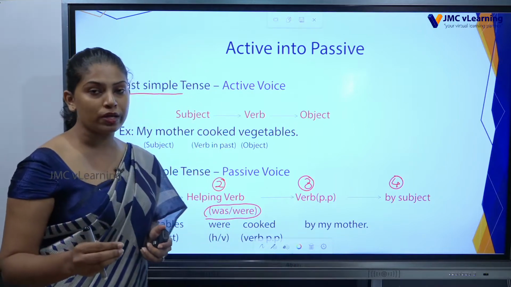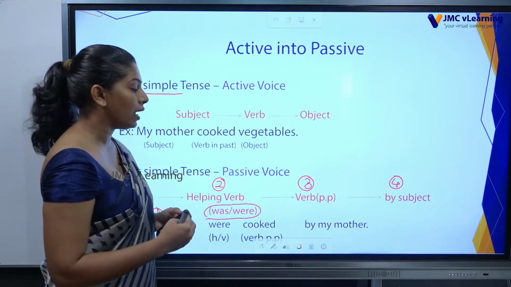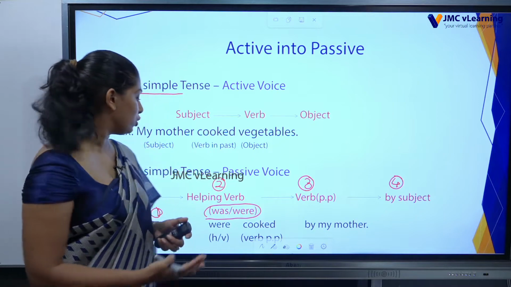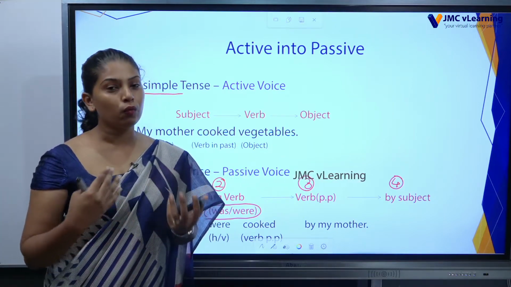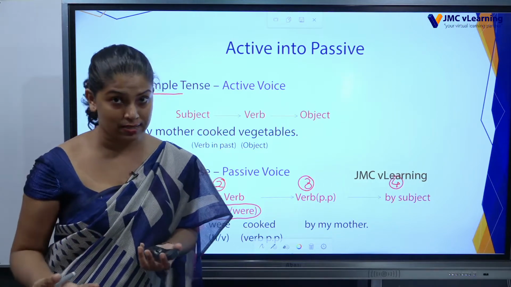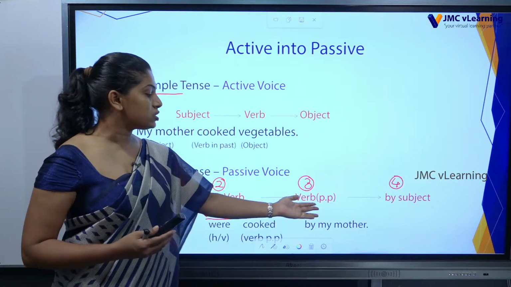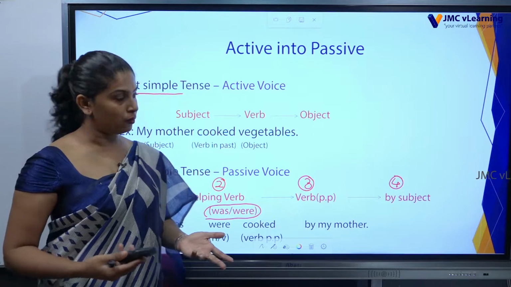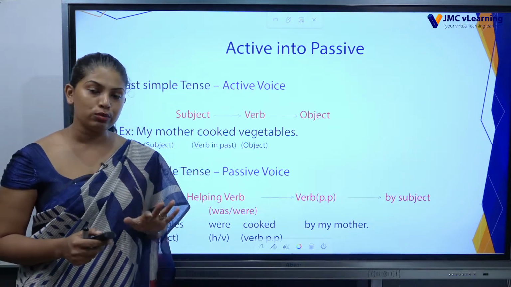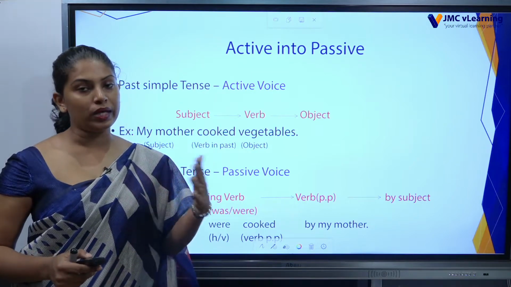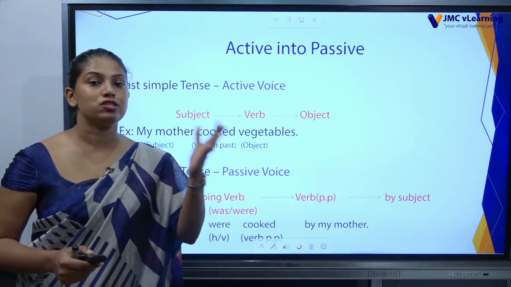If you want to mention that, you can use by my mother. If you do not want to, you can just write vegetables were cooked, no harm. But if you want to mention that your mother has done it, no problem, you can use by my mother. This is how we can make an active sentence into passive voice.